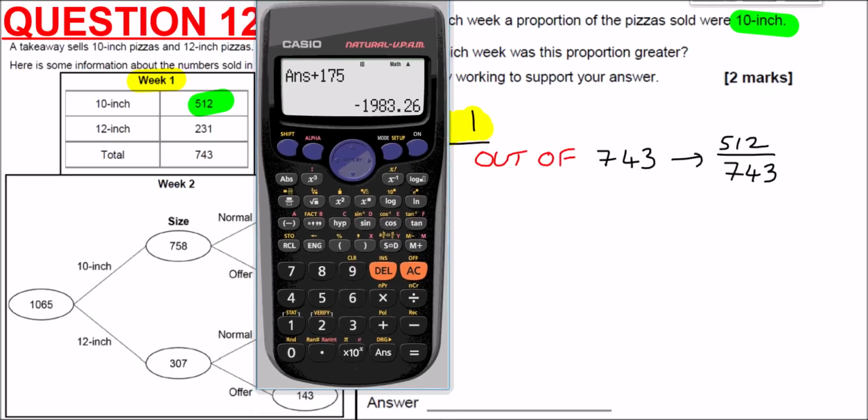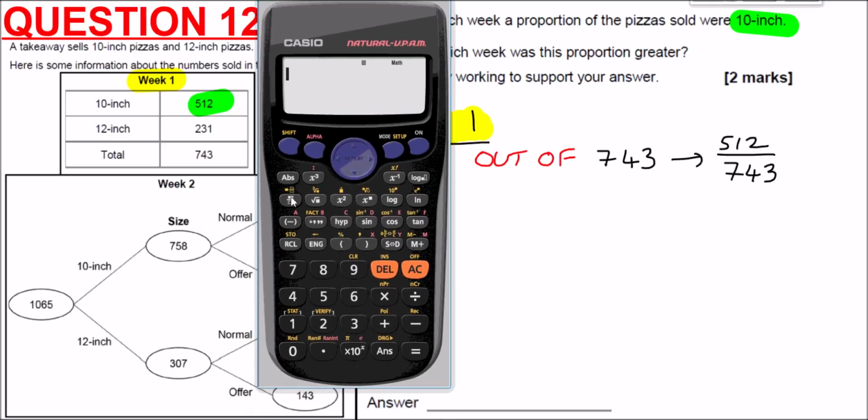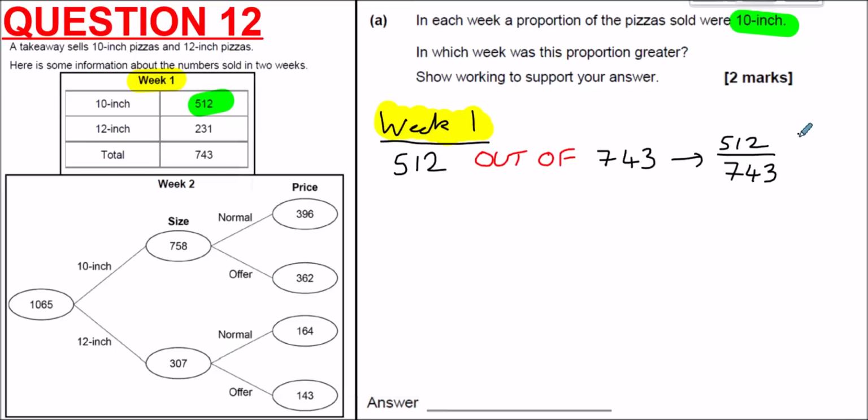Now we can, if we want to, convert that easily enough on the calculator. Simplify down if we can, it doesn't. But we can change that to a percentage by multiplying by 100. And so about 68.9% of pizzas sold in week 1 were 10-inch. We can now compare that against week 2.